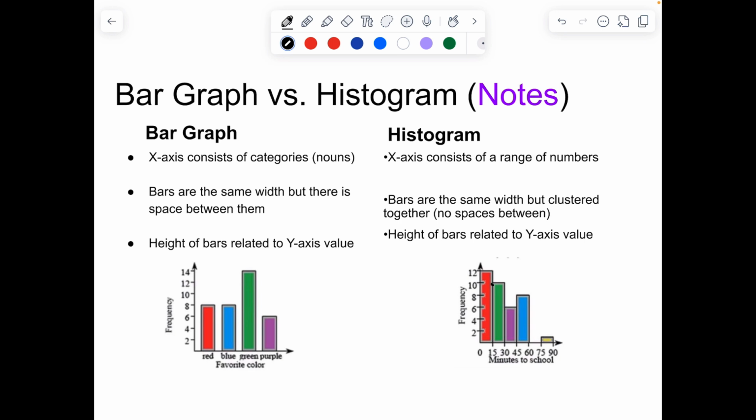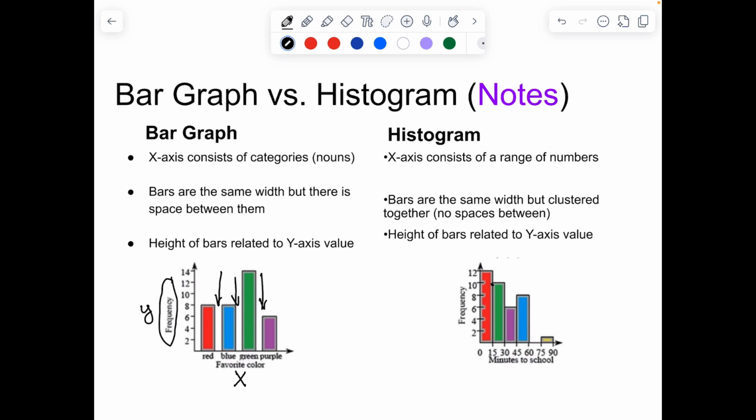A bar graph will have an x-axis that consists of categories or nouns. So if we look at this bar graph here below, we have an x-axis that consists of favorite colors, and then the y-axis is the frequency. We also notice that the bars are the same width, but there is space between them. So if we look, we have space between the bars here. Okay, and then finally, the height of the bars is related to the y-axis value. So we do have numbers here on the y-axis.